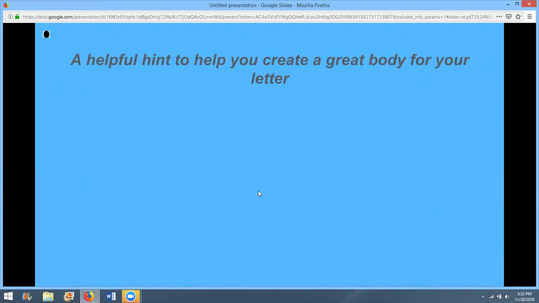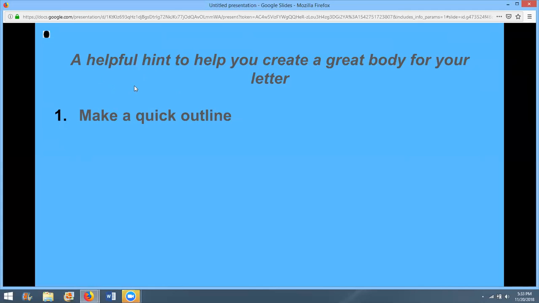So perfect. Now that we have the information, like I said, this is a really crude version of it. This is just skimming the surface. I'm just here to maybe give you some pointers. Here's a helpful hint to help you create a great body for your letters. A lot of words there, okay?